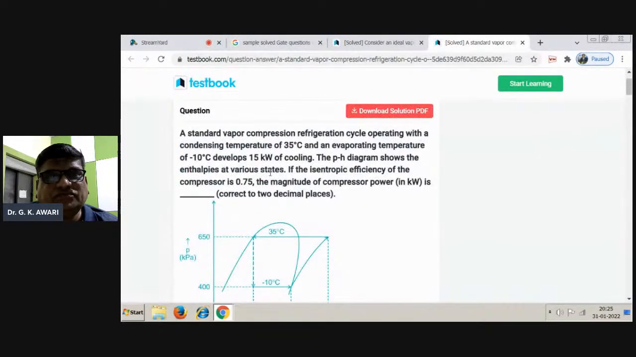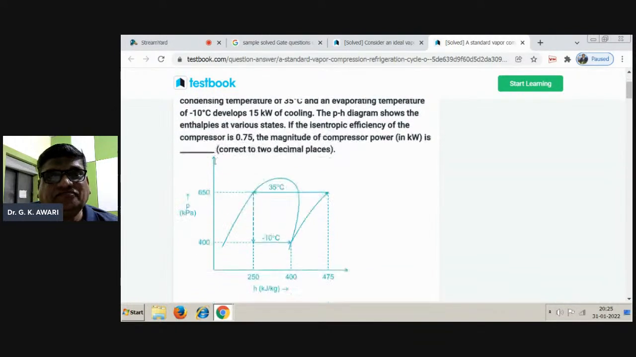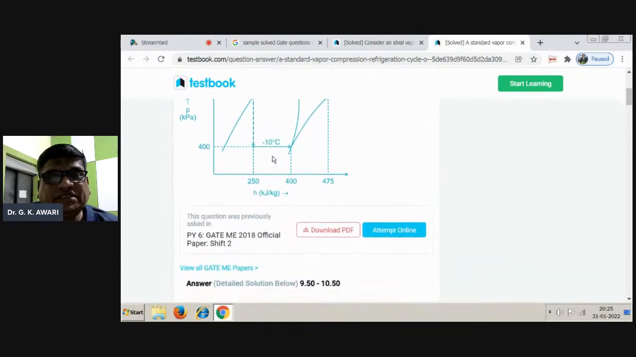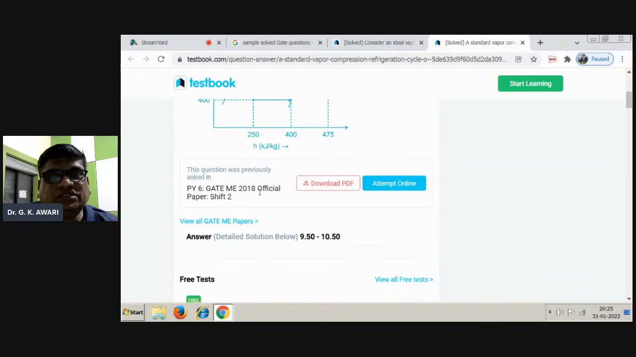Okay. Then again, this question is given, that is a standard vapor compression refrigeration cycle operating between this temperature. So GATE 2018.